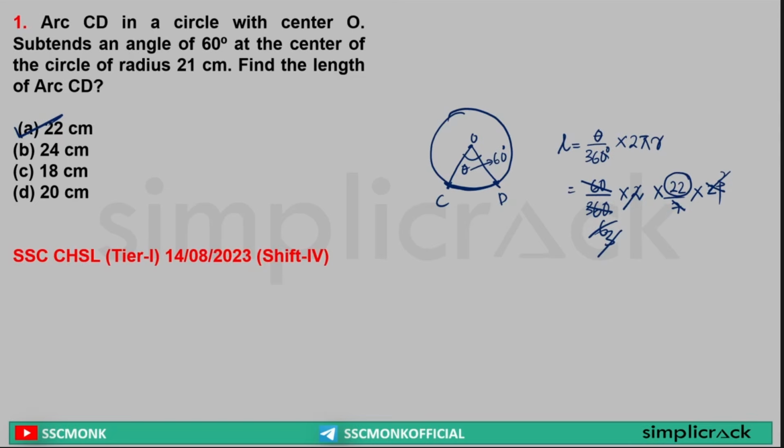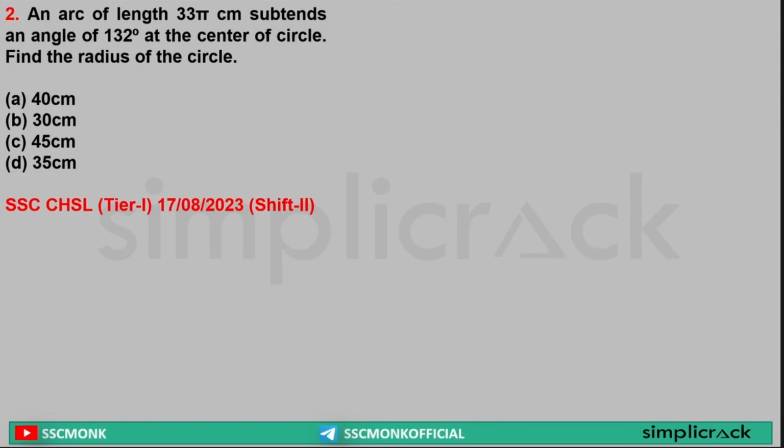Next, an arc length of 33 pi centimeter subtends an angle 132 degree at the center of the circle. Find the radius. See, it is the opposite of that. Sir, you taught us arc length is equal to theta by 360 degree multiplied by 2 pi r. Sir, here arc length 33 pi is equal to 132 degree divided by 360 degree multiplied by 2 multiplied by pi r. I will keep pi as it is because on both sides pi is there, so they will cross each other out.